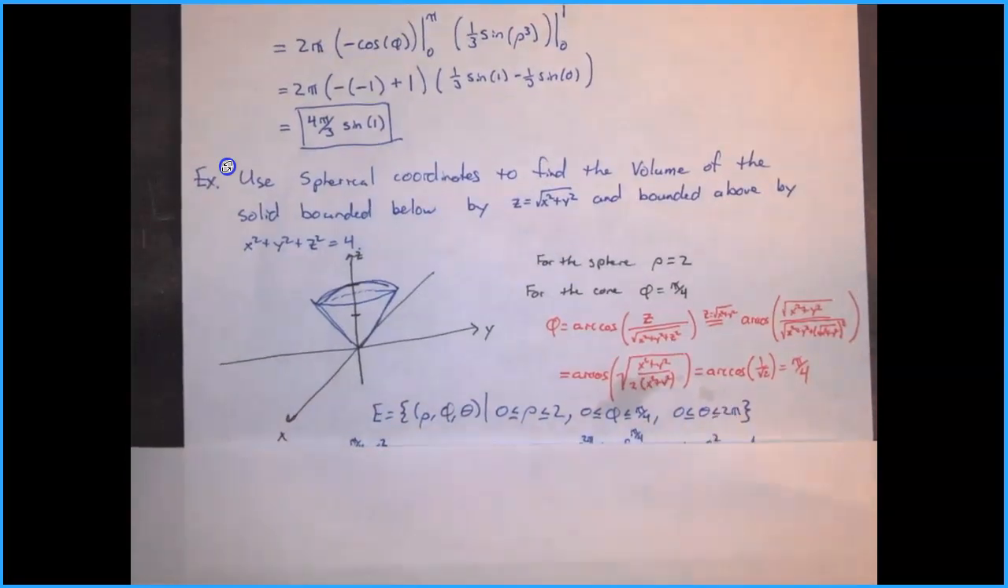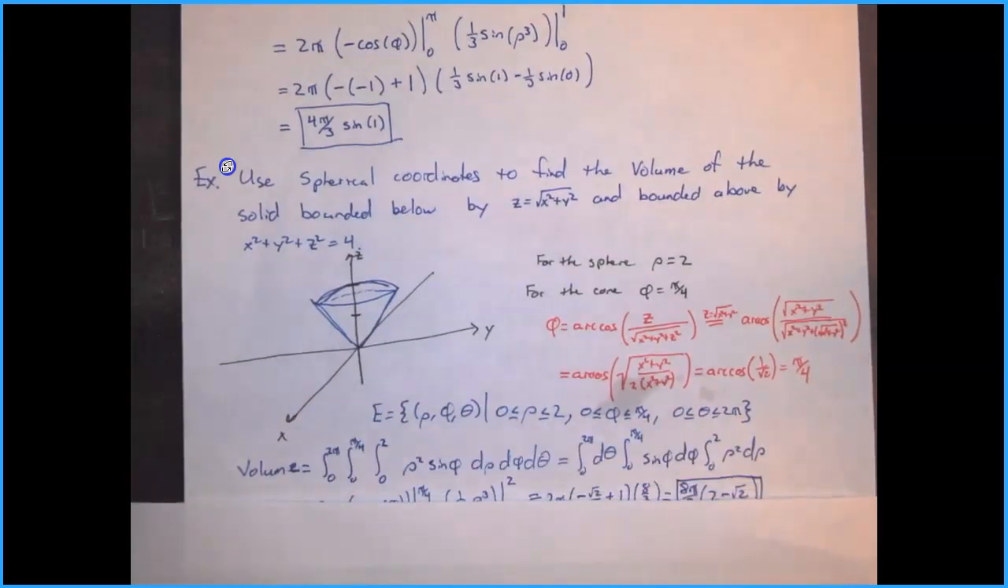I set up my integral. It's a volume integral, so I'm just integrating dV. But in spherical coordinates, dV is rho squared sine phi. So for volume in spherical coordinates, you have to integrate rho squared sine phi. I'm going to separate this integral again into a theta integral times a phi integral times a rho integral. And the theta integral is just integrating 1, because I don't have any thetas here. The phi integral is integrating sine phi, and the rho integral is integrating rho squared.